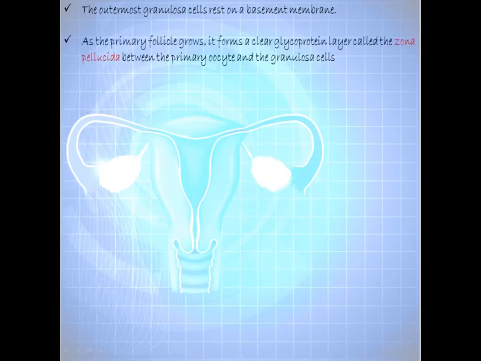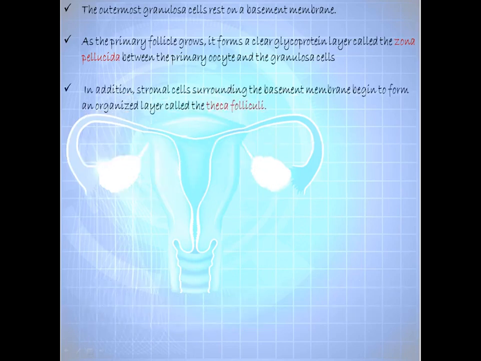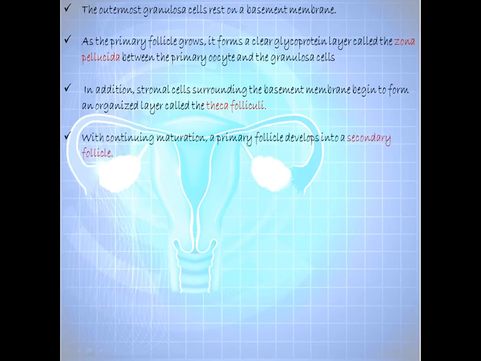As the primary follicle grows, it forms a clear glycoprotein layer called the zona pellucida between the primary oocyte and the granulosa cells. In addition, stromal cells surrounding the basement membrane begin to form an organized layer called the theca folliculi. With continuing maturation, a primary follicle develops into a secondary follicle.